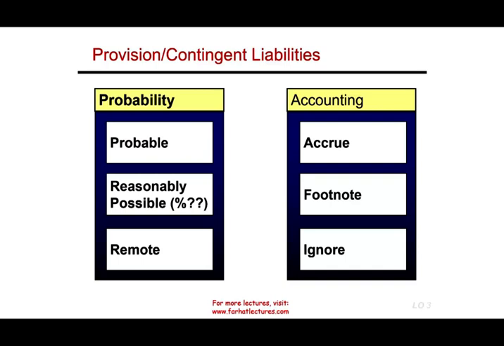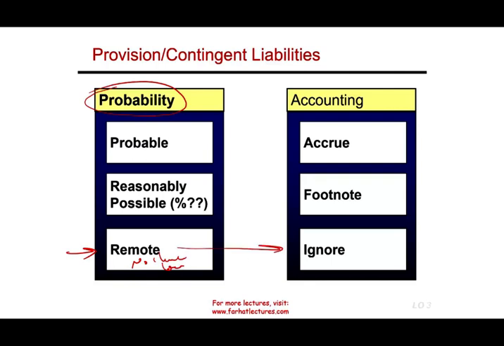So what's going to happen is you have to guess, or the company will have to estimate or study their probability of losing. If they are being sued, the probability of losing. Let's start with remote. Remote means there's no chance or a very low chance. Okay. Basically, we can ignore the situation.